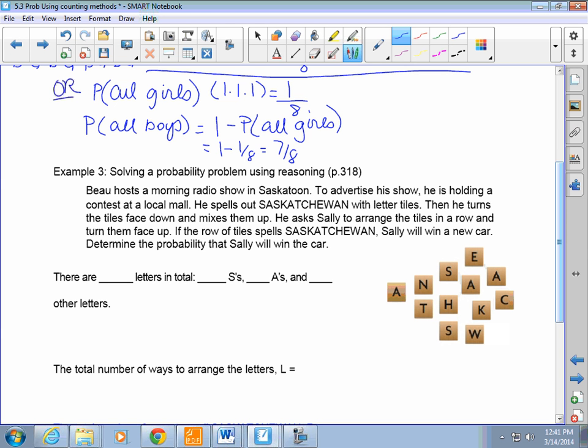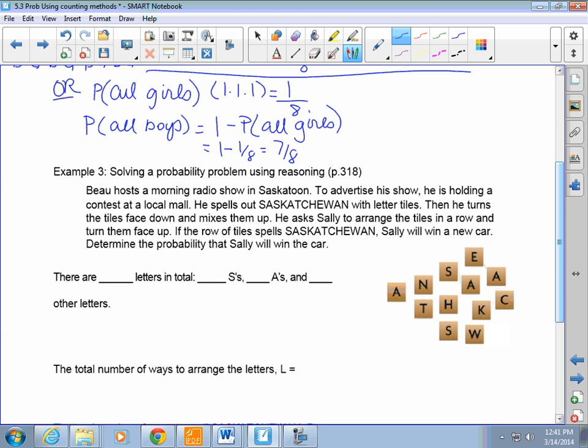Okay, so the next example is probability using some reasoning. We are going to still follow a formula, but it's not necessarily looking directly at permutations or at combinations. It's still using, though, our factorial notation to solve.